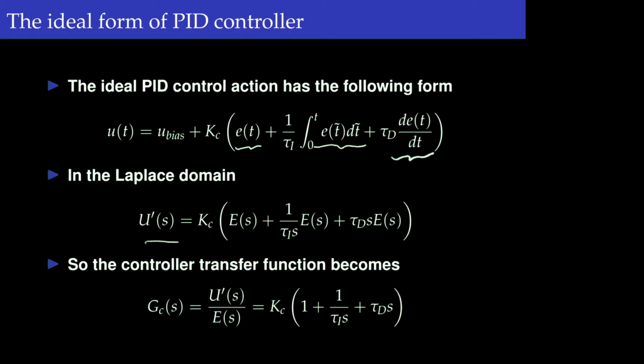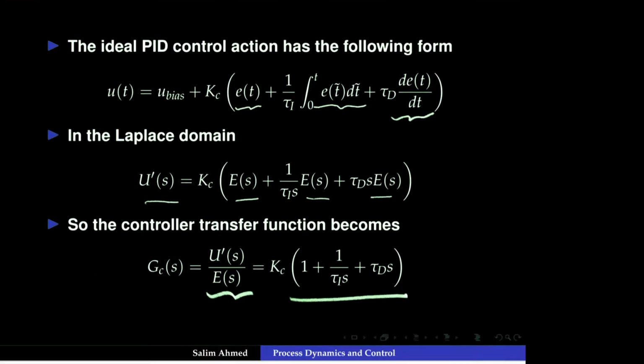error. So in Laplace domain, we get the output in the deviational form as simply Kc E(s), 1 over s E(s), and s E(s), multiplied by the corresponding values for the constants. So in the transfer function form, we get this expression U(s) over E(s) equals Kc times 1 plus 1 over tau_i s plus tau_d s. So this is again known as the ideal or the textbook form of the PID controller.